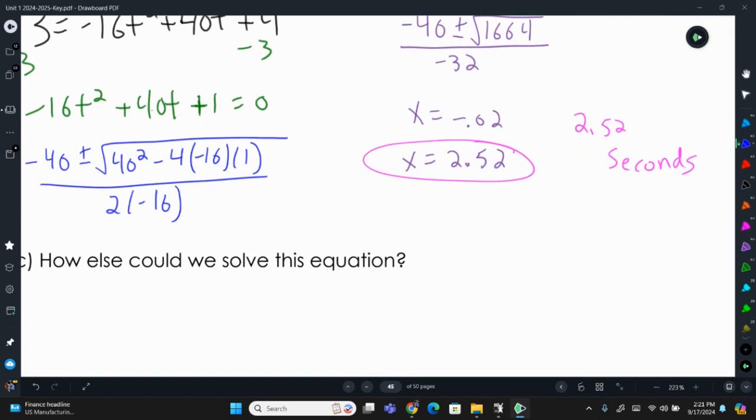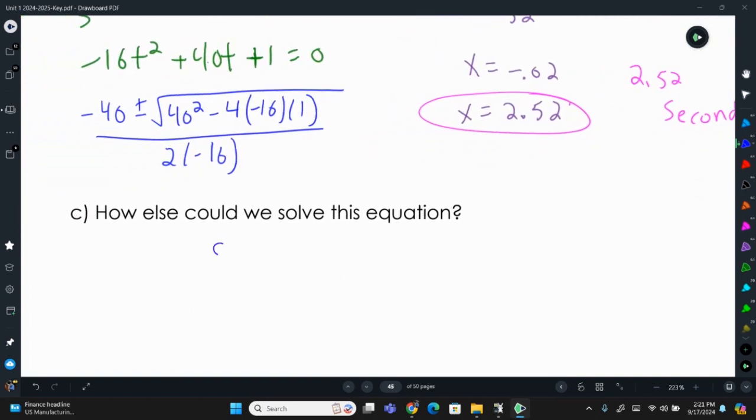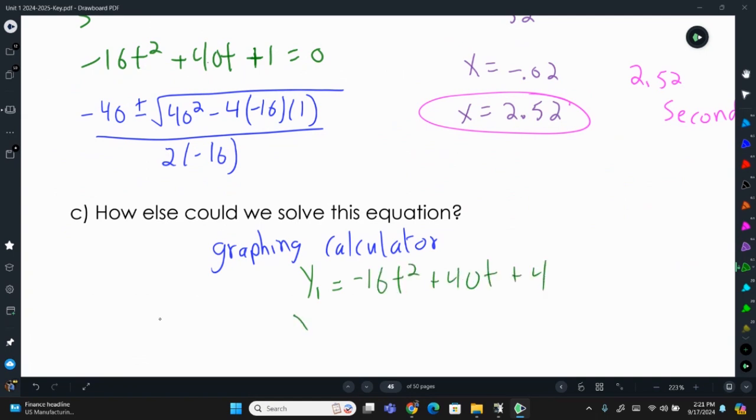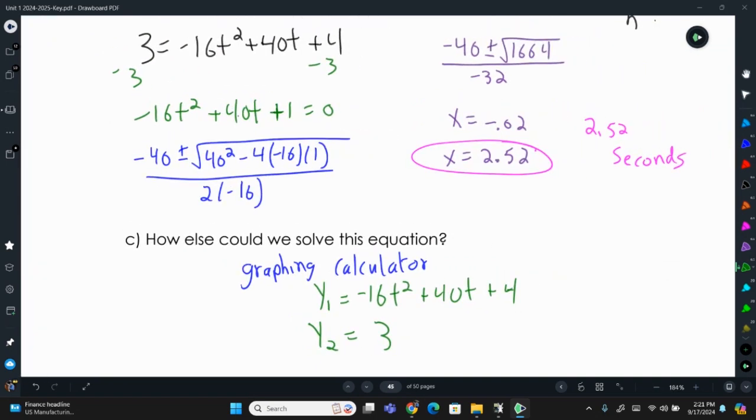Now, another way we could have solved this was the graphing calculator. Our y1 could have been the original function, and y2 would have been what it equals, 3. And we could have done the second trace and intersected those to see what our solution is.